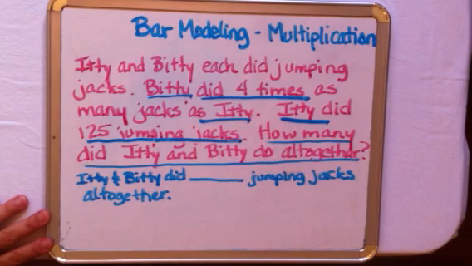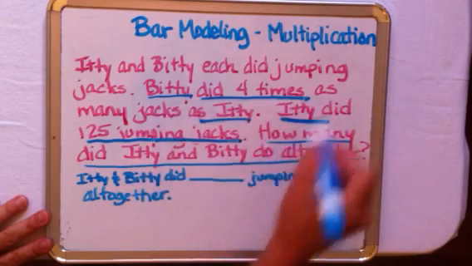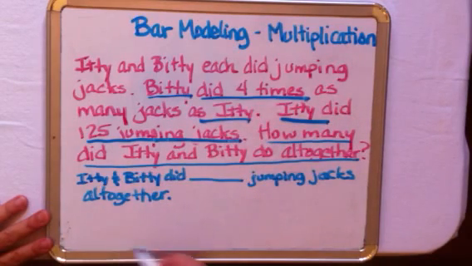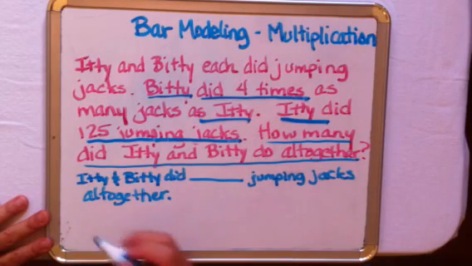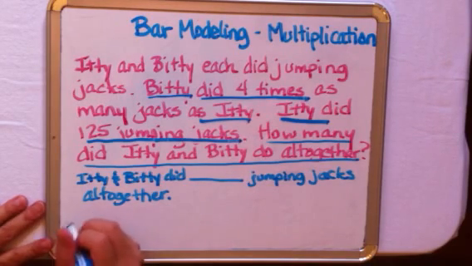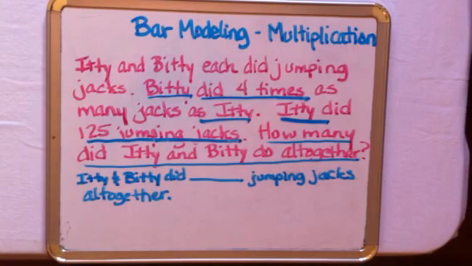If you don't have the word problem on paper where you can underline it yourself or highlight it, just write that information down. Just jot it down on your paper. That Bitty did 4 times as many as Itty, and that Itty did 125 jumping jacks. You can just quickly jot that down. But somehow, somewhere, you need to indicate the important information.